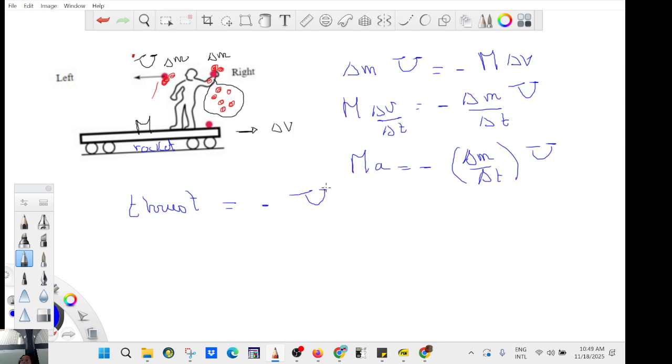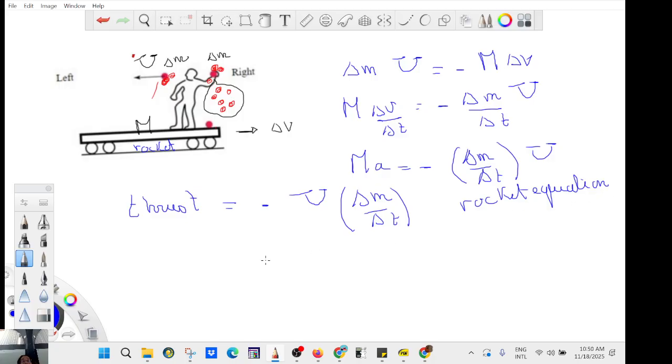So that will be the speed at which you are throwing the tennis ball times how many of them per second. So we were able to show that the thrust depends on two things: how fast the exhaust gas is ejected and how much of the exhaust gas per unit second is ejected. So that is called the rocket equation.